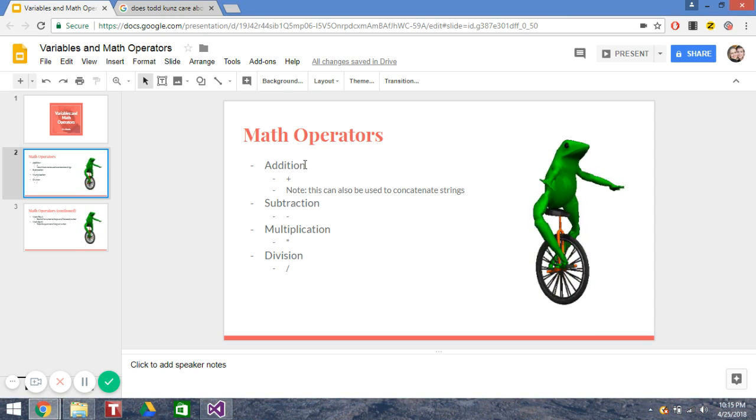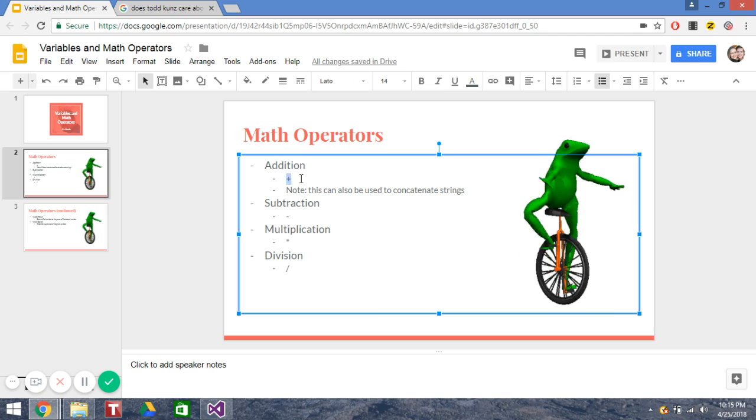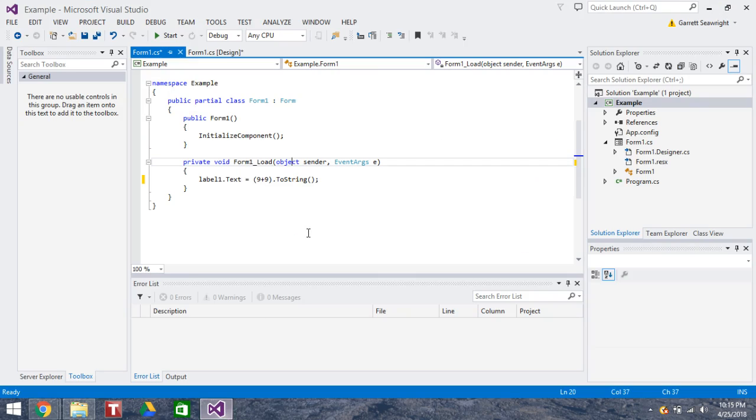So first of all, we have addition, which is denoted by the plus sign. A good note: this can be used to concatenate strings. What that means is you can put one string inside of another string and combine them into one giant string. That's helpful in setting text properties of labels and so forth. Also, we have subtraction, which is the classic minus sign, multiplication, which is the asterisk, and division, which is that buddy right there. So let's go ahead and test all these.